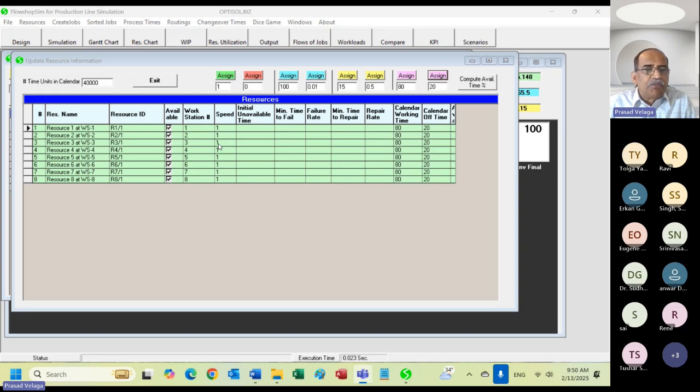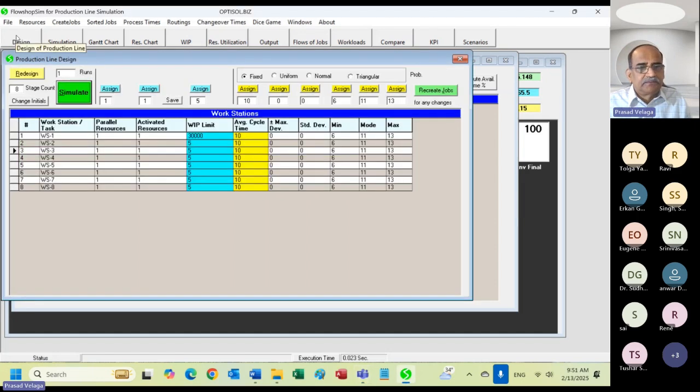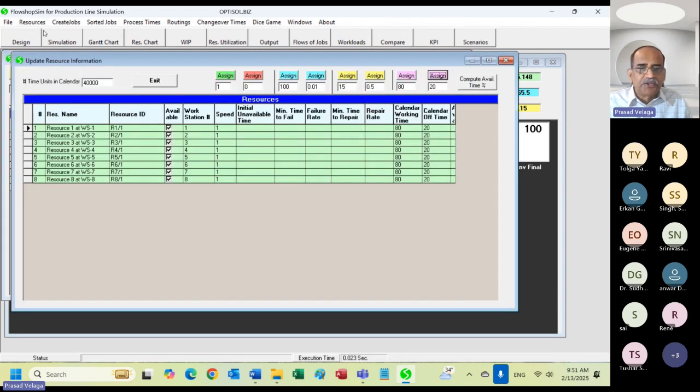I want to consider the simplest model of a production line with 8 workstations and one machine at every workstation, and assume that the machine is operational. Assume that we implement some kind of pull with the inventory limits as shown in this column, and that the cycle time is exactly 10 minutes at every workstation and resource.